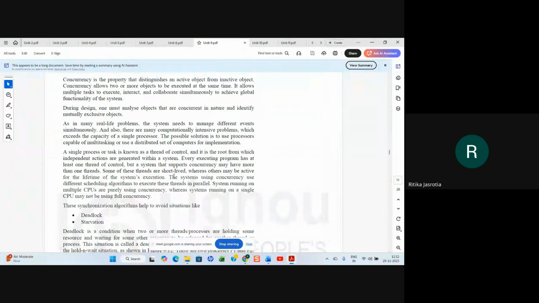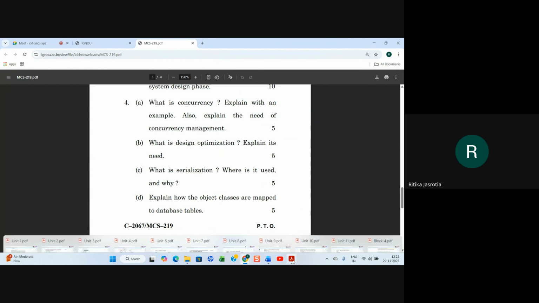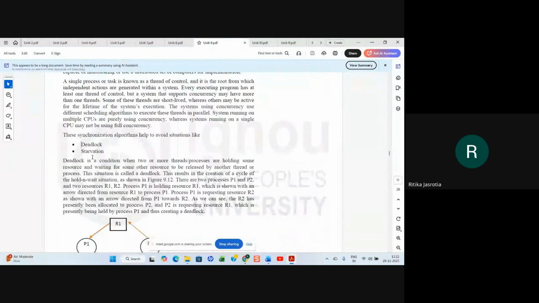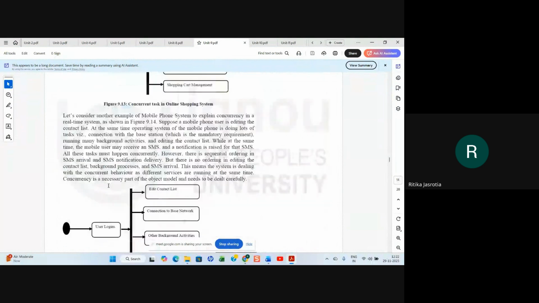And you have problems, so synchronization algorithms are there to synchronize the processes so that deadlock and starvation do not appear. These are the problems which arise, so you have to synchronize to avoid deadlock and starvation. So they have given you that. What is concurrency is explained with the help of an example. Explain the need of concurrency management. Concurrency management is needed because deadlock or starvation can occur. So you need to manage the concurrency.